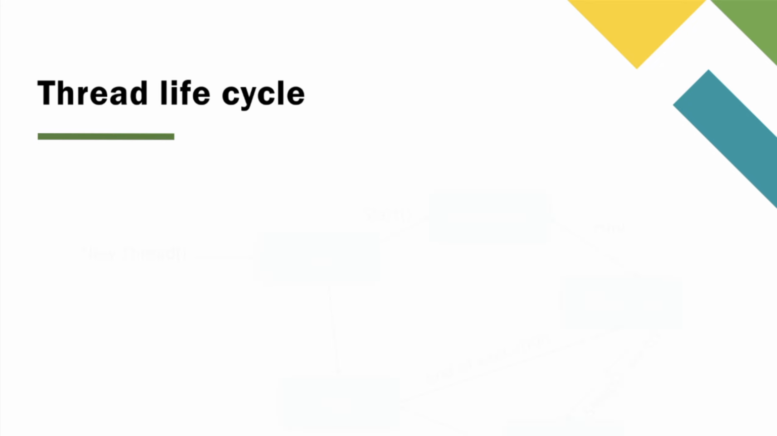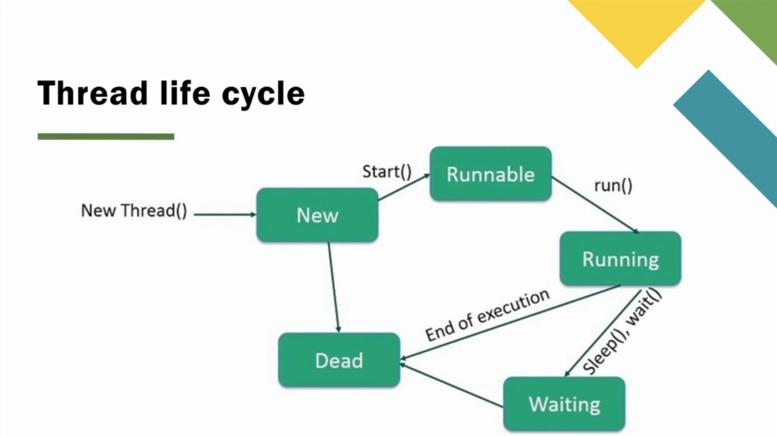Thread life cycle. The thread life cycle means, first of all, the new state. New state is when a thread is created but hasn't started yet. It's just an object and hasn't begun doing anything. Runnable state means after calling start, the thread becomes runnable. This means it's ready to run, but the system decides when to actually run it.